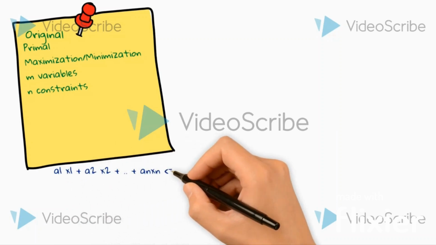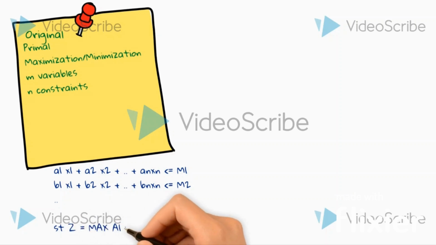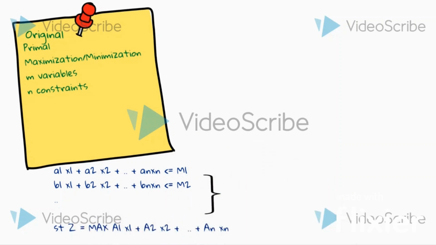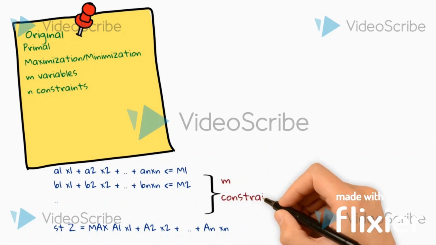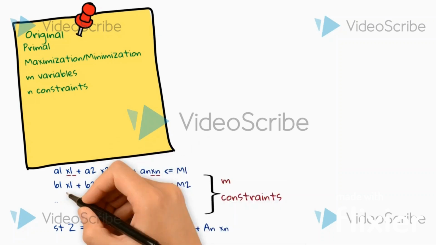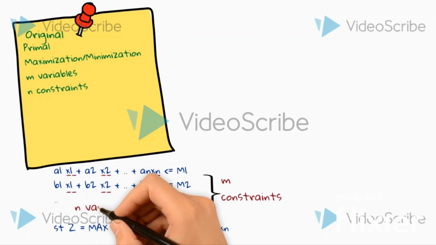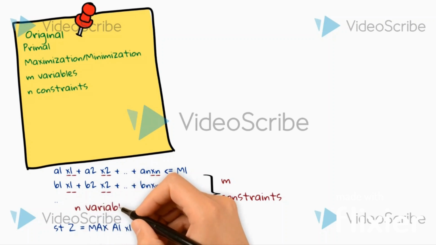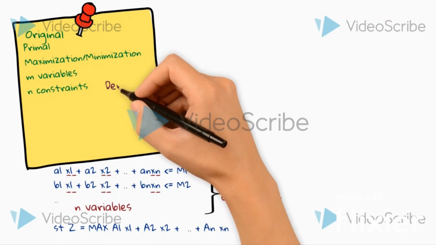We'll see the representation of the primal. It's represented as a1 x1 plus a2 x2 plus so on till an xn less than or equal to m1, b1 x1 plus b2 x2 and so on. We have a set of constraints. Let's say there are m constraints, and then we also have x1, x2, xn. So we can see that we have a total of n variables in each of those m constraints. So that means the problem is one of m variables and n constraints.